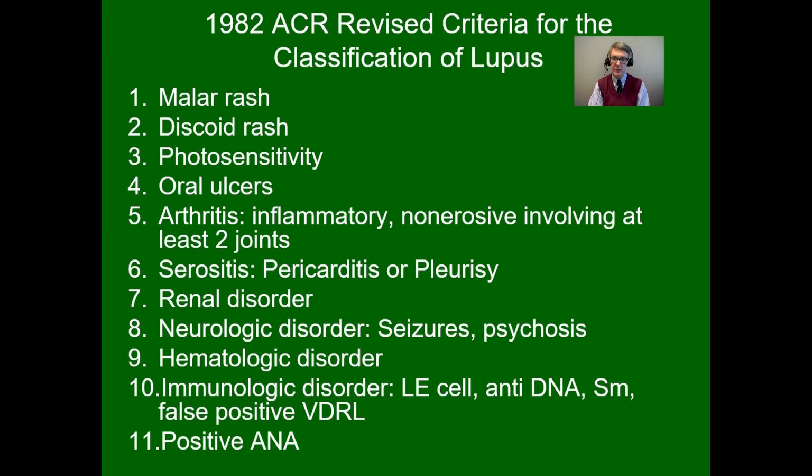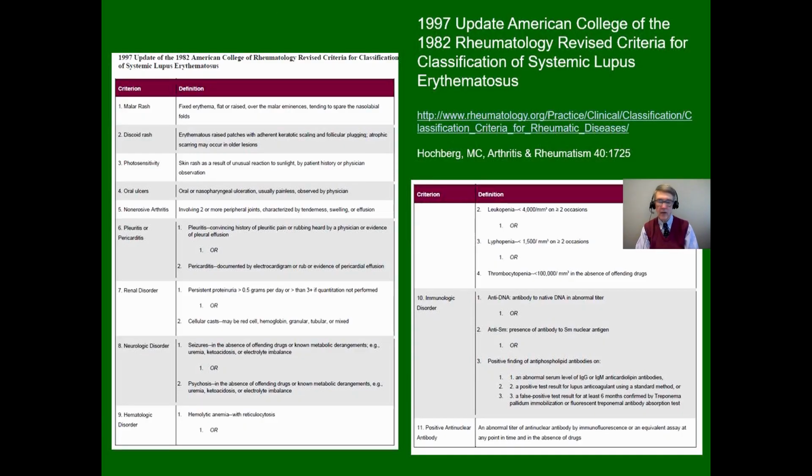So in 1982, a set of 11 criteria were proposed, and in order to classify one as having systemic lupus, one needed to have at least 4 of the 11 criteria. And I've listed them here. I'm going to go to the next slide, which were revised a bit in 1997, and go through and talk about what we're looking for.